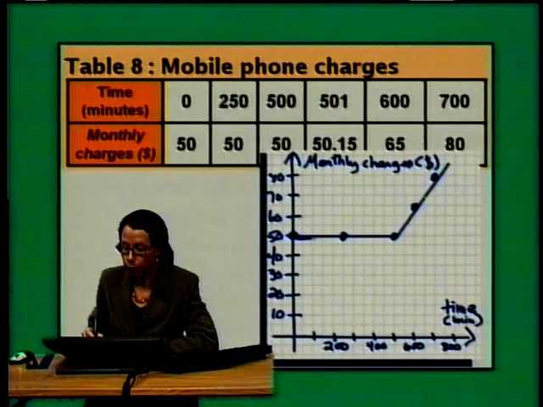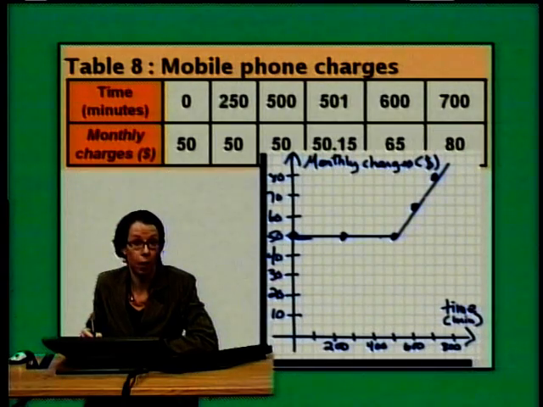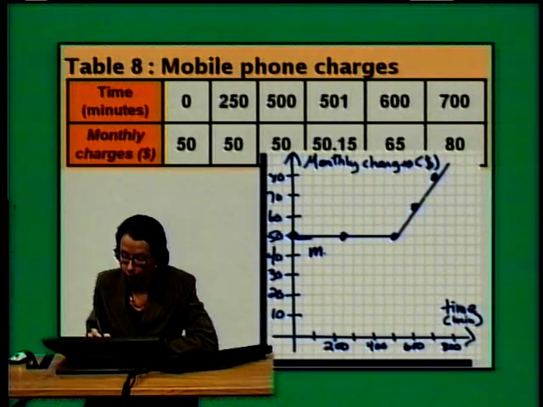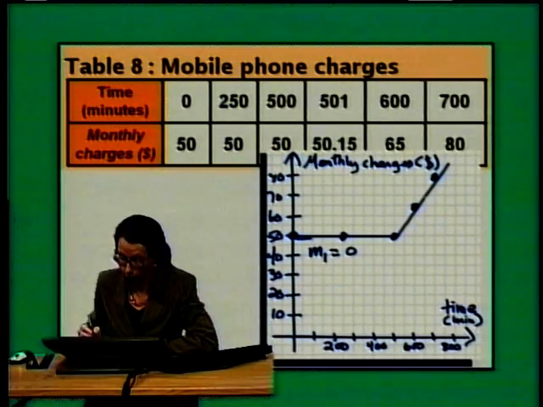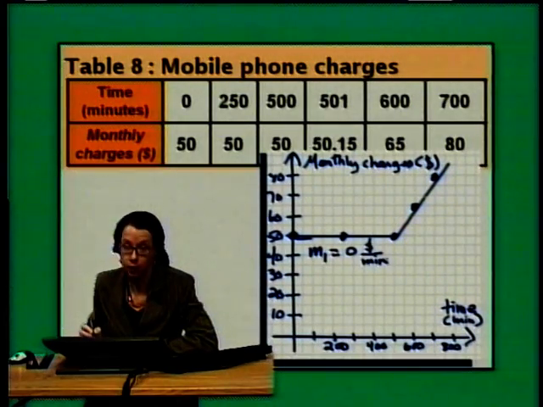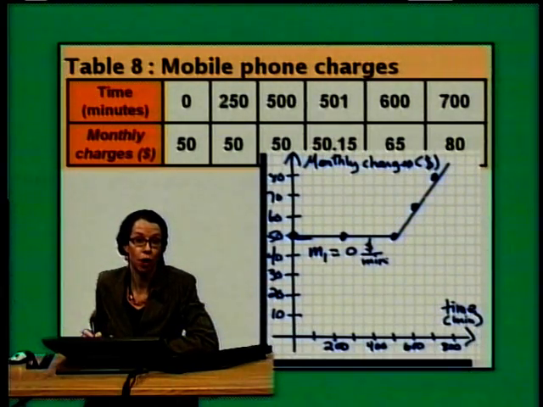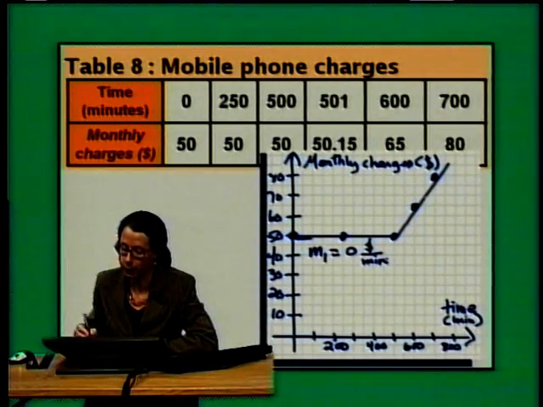So the first part of my graph is horizontal. This has a slope of 0. So we have a slope of 0. What are the units? Well, the units are going to be dollars per minute. My monthly charges aren't changing from 0 to 500 minutes.